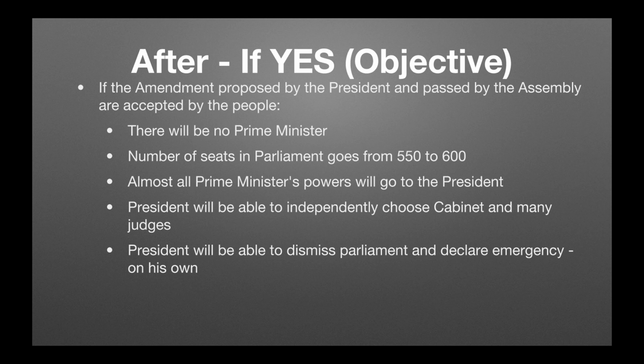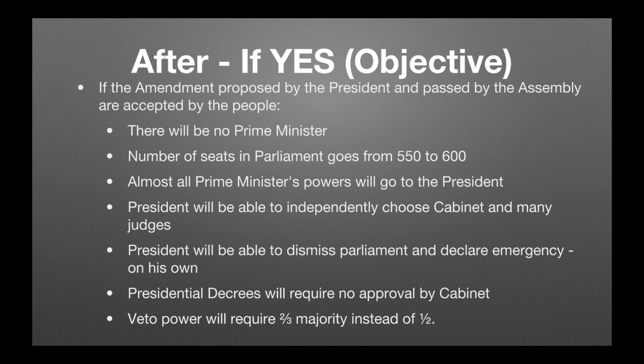The president will also be able to dismiss the parliament and declare a state of emergency, which is a very controversial part of this referendum. Presidential decrees will also require no approval by the cabinet, and a presidential veto would require a 2/3 majority to be overturned.